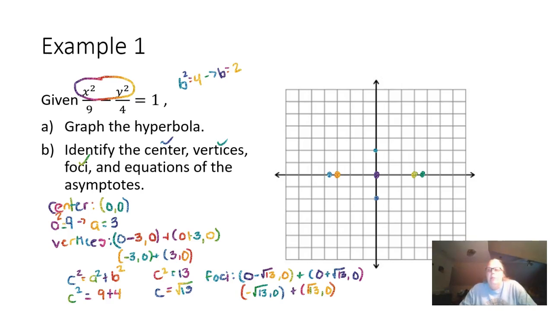And then one thing that I can do, and this is kind of a little shortcut, we can actually sketch the rectangle that goes through the vertices and goes through these 2 points on my alternate axis here, like so. And what this will allow me to do is now I can sketch in the asymptotes just by drawing the diagonals of this rectangle.